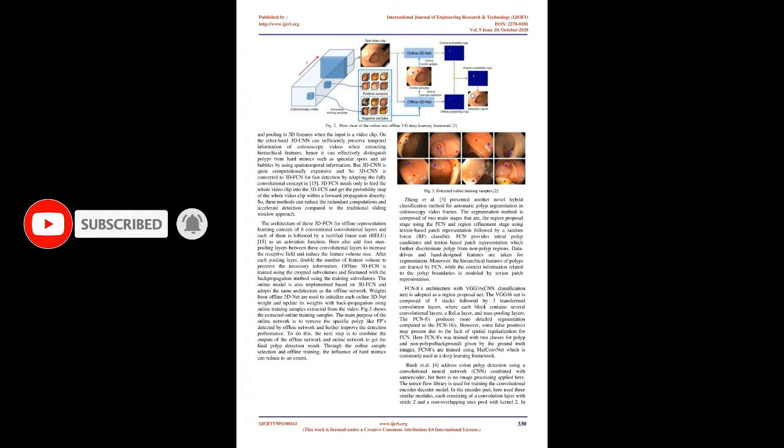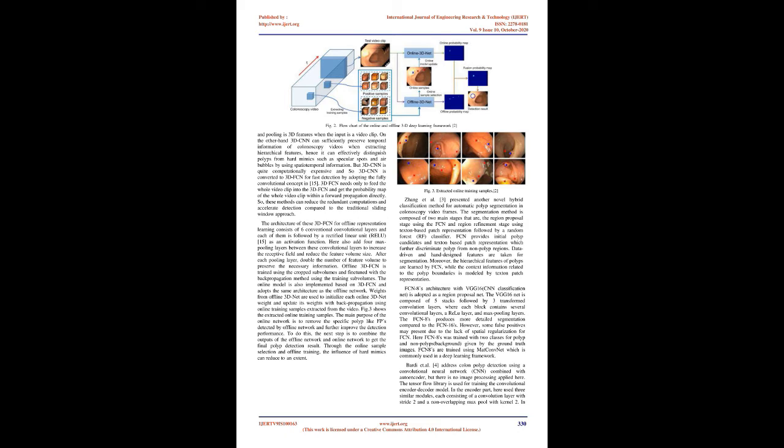But 3D CNN is quite computationally expensive, and so 3D CNN is converted to 3D FCN for fast detection by adopting the fully convolutional concept in 15. 3D FCN needs only to feed the whole video clip into the 3D FCN and get the probability map of the whole video clip within a forward propagation directly. So, these methods can reduce redundant computations and accelerate detection compared to the traditional sliding window approach.